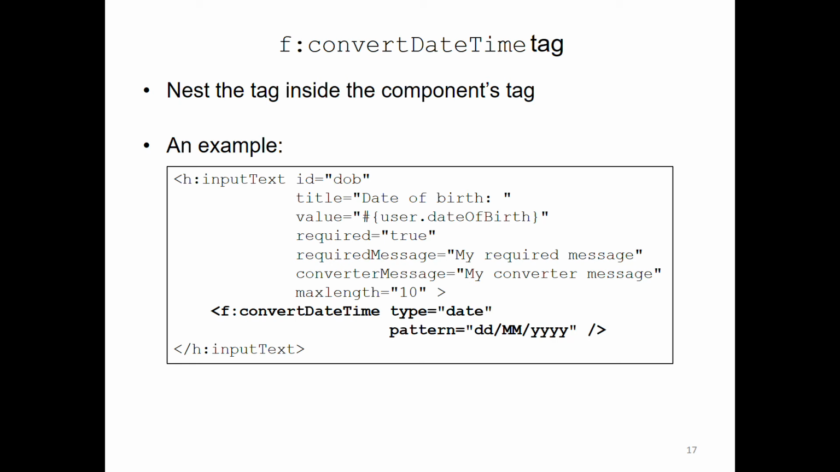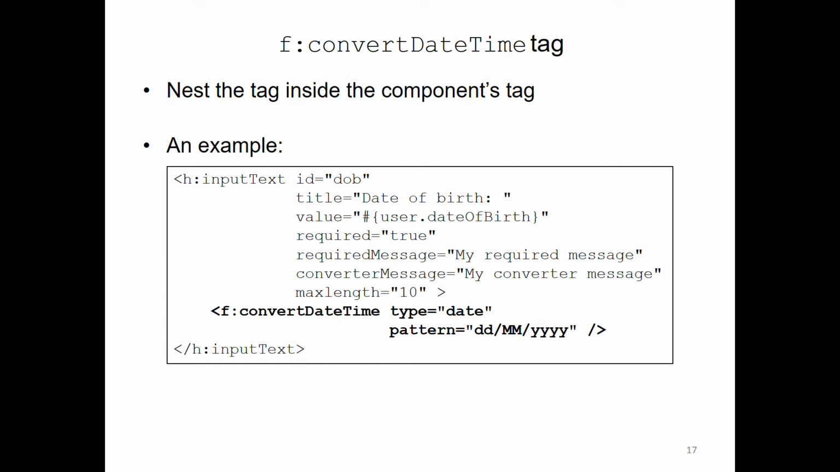Up until now, what we've done is just terminated the input text element with the usual slash and then the greater than sign. But we're not doing that this time. So we're going to have a corresponding end input text tag. And between the input text tag and its corresponding end tag, we are nesting another tag. That tag is convert date time.